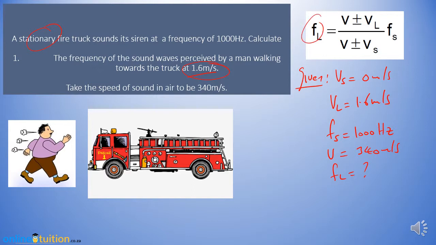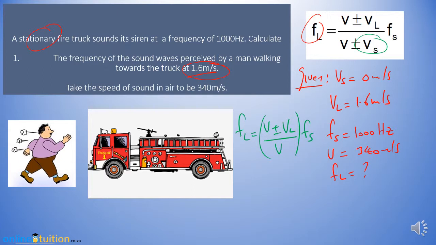So if you write down that formula, we're going to have something like FL is equal to (V plus or minus VL) all over V. Now watch. We know Vs is 0, so this is just going to be V over V times the frequency of the source. Now watch very carefully.